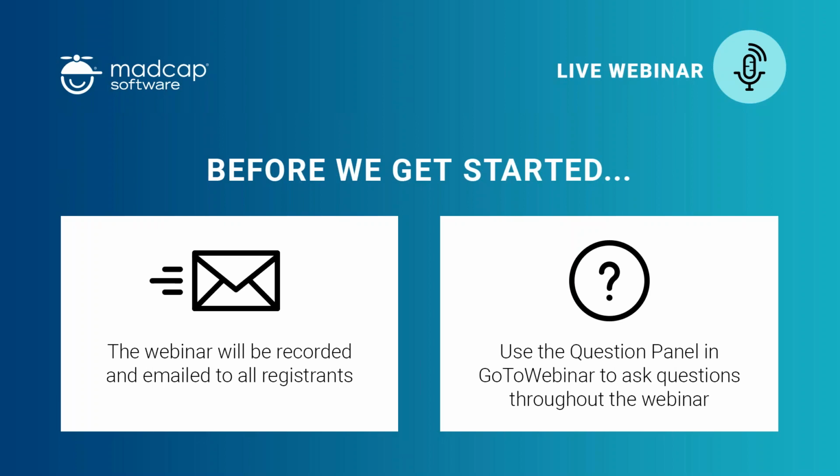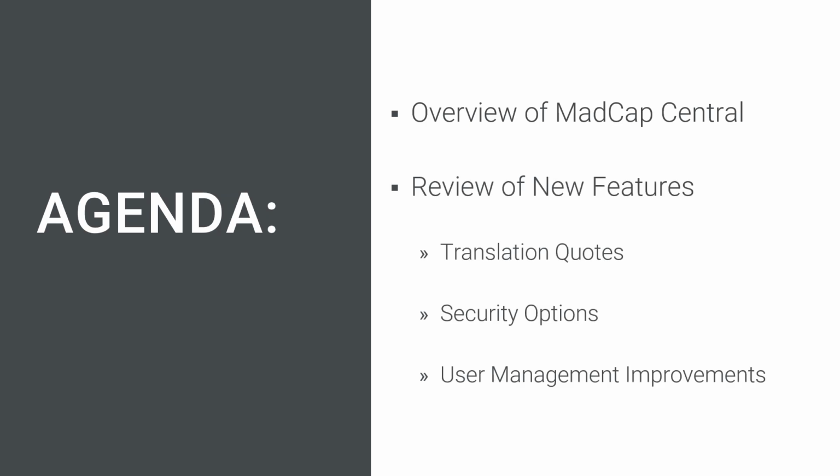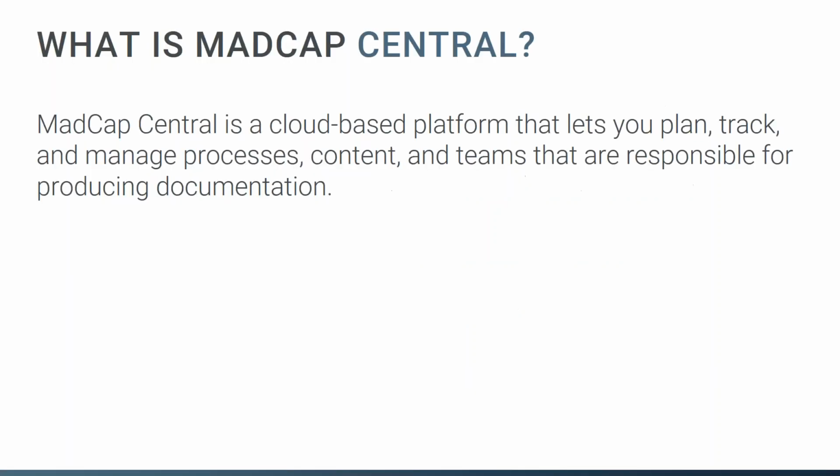So quick agenda before we jump in. Pretty straightforward. Again, today is all about an overview of MadCap Central. What is it and what challenges can it help solve? I'm also going to be showing the features we've added in the July 2019 release of Central as we go through this overview. So that includes the ability to get translation quotes. We're going to touch on some additional security options that we've added and some user management improvements. So that's our plan today.